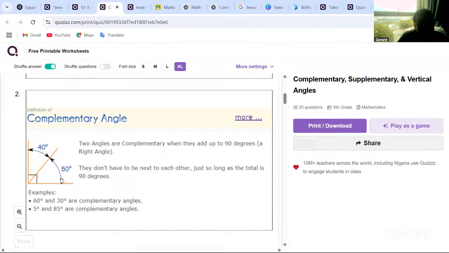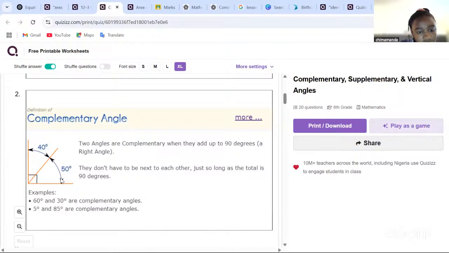So look at examples of complementary angles. We have 60 plus 30. When you add them up, won't you get 90 degrees? Yes, sir. So they are complementary angles. Now I would love Chimamanda and Gerald to give me examples of complementary angles on your chart right now.